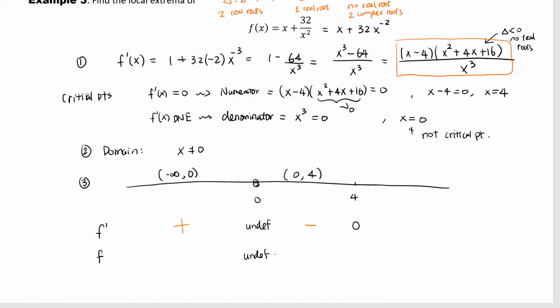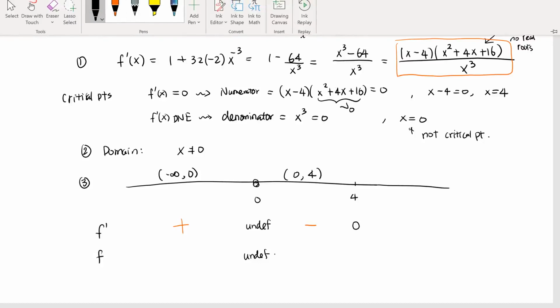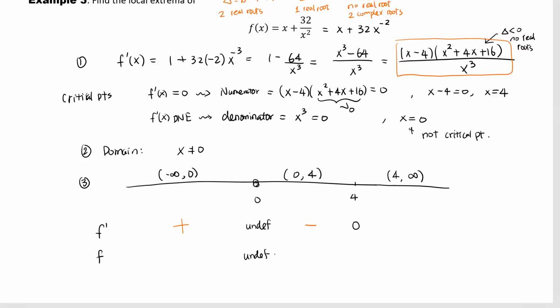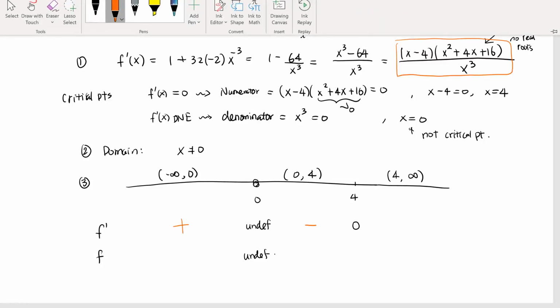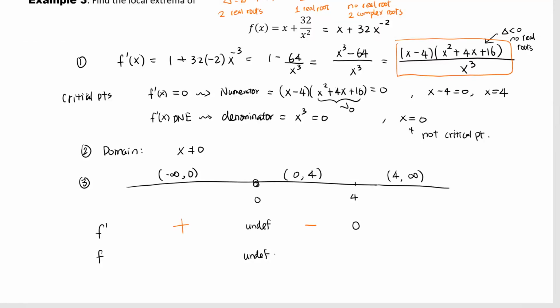Okay, so how about on the interval from 4 to infinity? We can pick 5. 5 minus 4 is positive. 5 cubed is positive, so we have positive here. Okay, so if f prime is positive, f is, do you know what it is? Yes, increasing. If f prime is negative, then f is decreasing. If f prime is positive, then f is increasing. Yes.